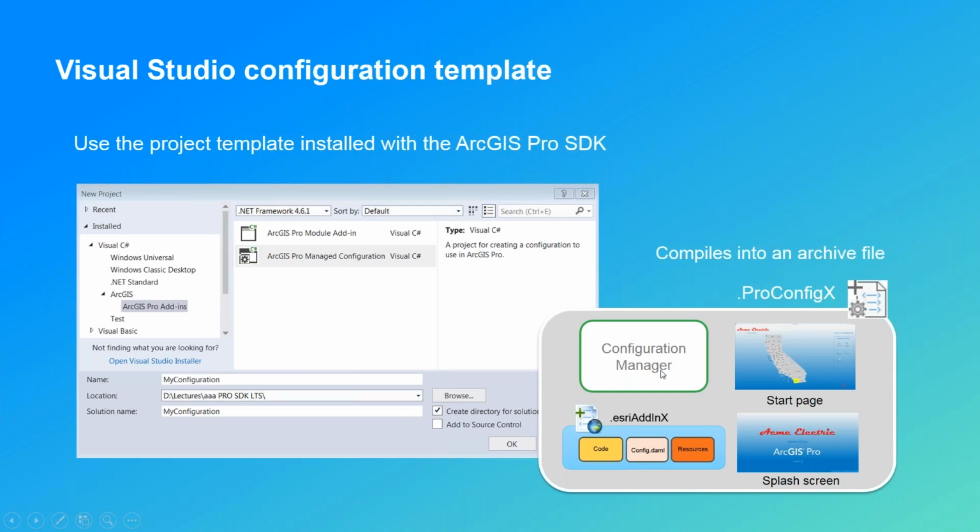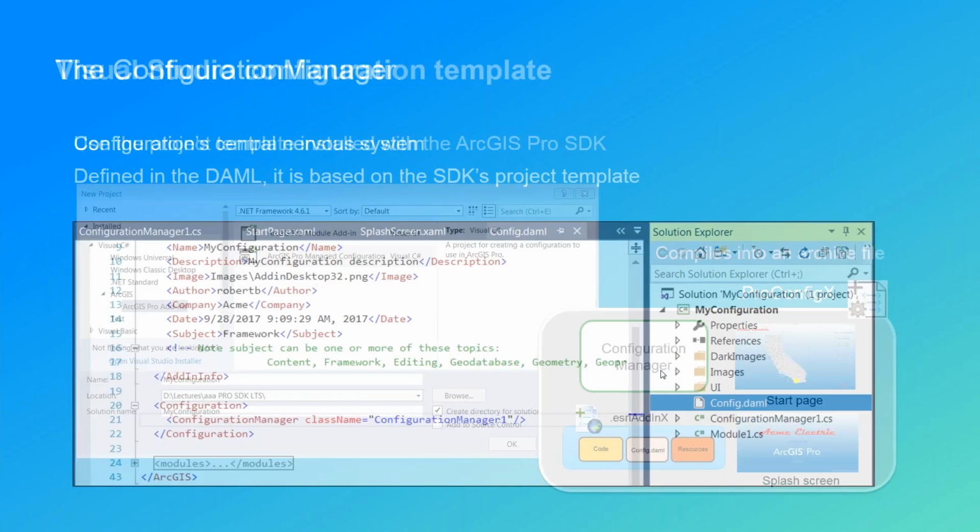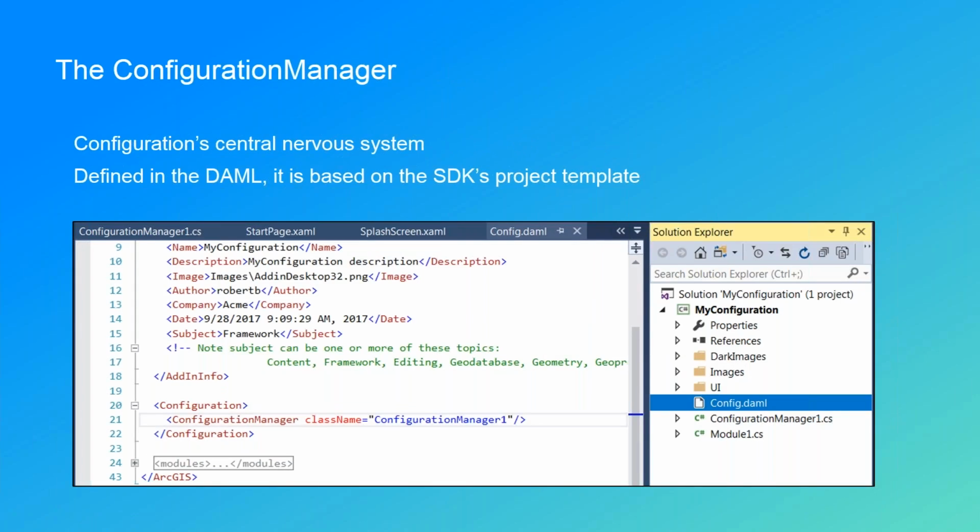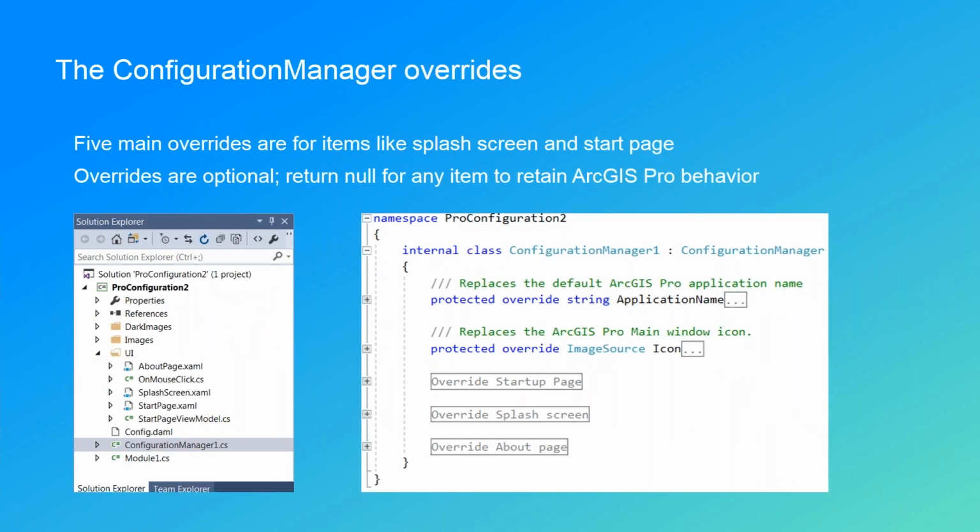But it also includes the configuration manager. The configuration manager, I like to say it's the central nervous system. It's really controlling all the aspects of how the configuration works. It's defined in the DAML, and then there's a C# file that comes along with it to write your code. It's in this file here in the class, or the configuration manager, that you control those start page and splash screen and the about page. You get to decide which ones you would like to control.